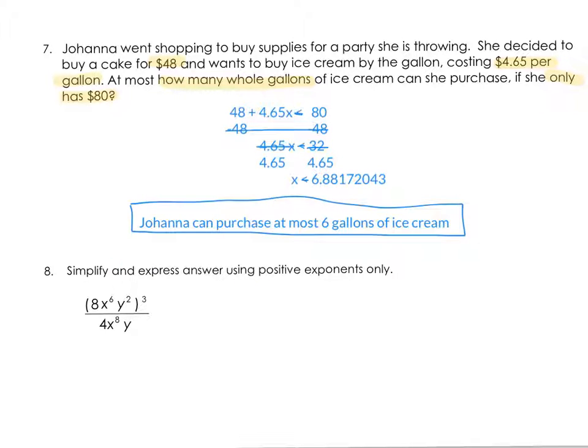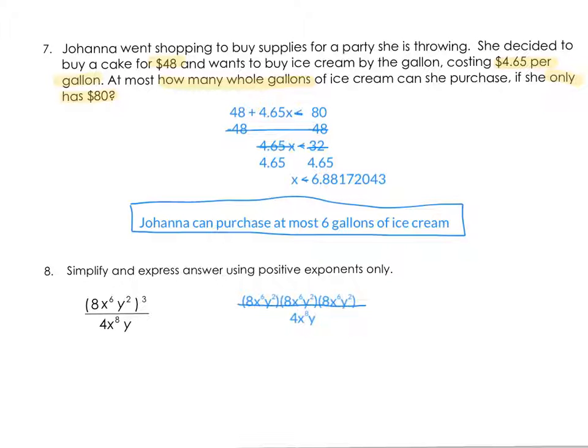Simplify and express your answer using positive exponents only. So whenever we have this numerator being cubed, I need to expand this out and write it 3 times. So now I have 8x to the 6y squared written 3 times. So now I need to simplify that by multiplying, because remember we always clean up the top, clean up the bottom, divide at the end.